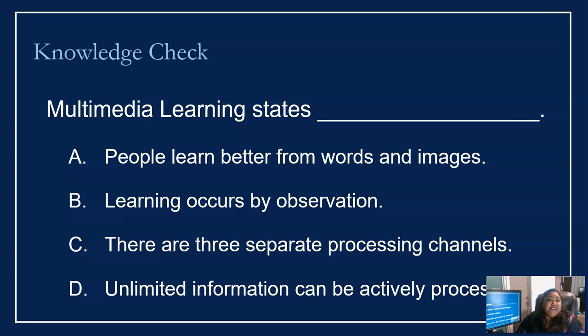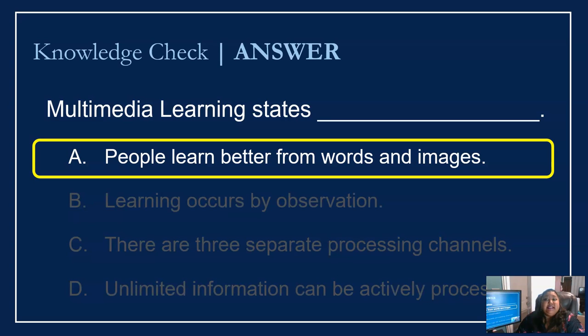So let's see what you've learned so far. Multimedia learning states people learn better from words and images. Learning occurs by observation. There are 3 separate processing channels, or unlimited information can be actively processed. Let's see how you did. The correct answer is A. Multimedia learning states people learn better from words and images than from just words alone. Nice job. So let's move on to the next topic.